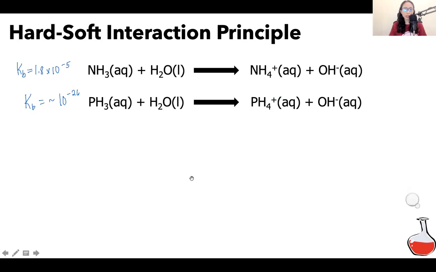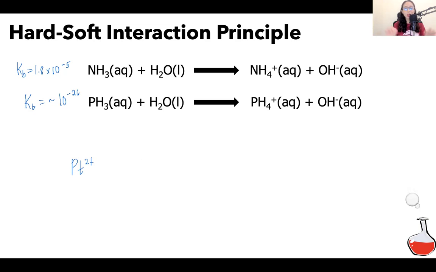However, this will not be the case if our acid is a different species. For example, our acid is platinum 2 ion. In this case, platinum 2 is a very large cation with a charge of +2. So the charge is different by only 1 unit from that of the hydrogen ion, but the size difference is much larger. So platinum 2 is considered a soft acid. If our acid is platinum 2, then PH3 would be the stronger base than NH3. There would be stronger, more favorable interactions between platinum 2 ion and the PH3 molecule compared with the ammonia molecule.